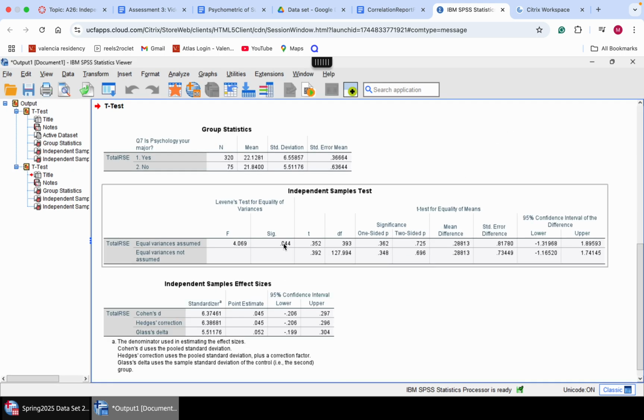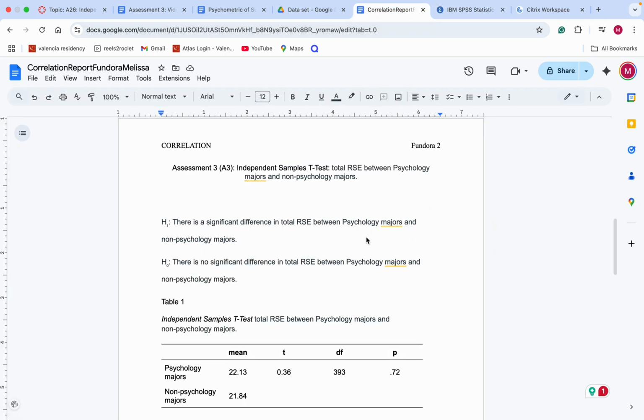Here we'll only be looking at one specific box, which is our Independent Samples Test box. And here you can see our F value, our sigma value, our T value, our degrees of freedom, and our two-sided P value. Since our P value is greater than 0.05, we failed to reject the null hypothesis. So we're going to go back to our report.